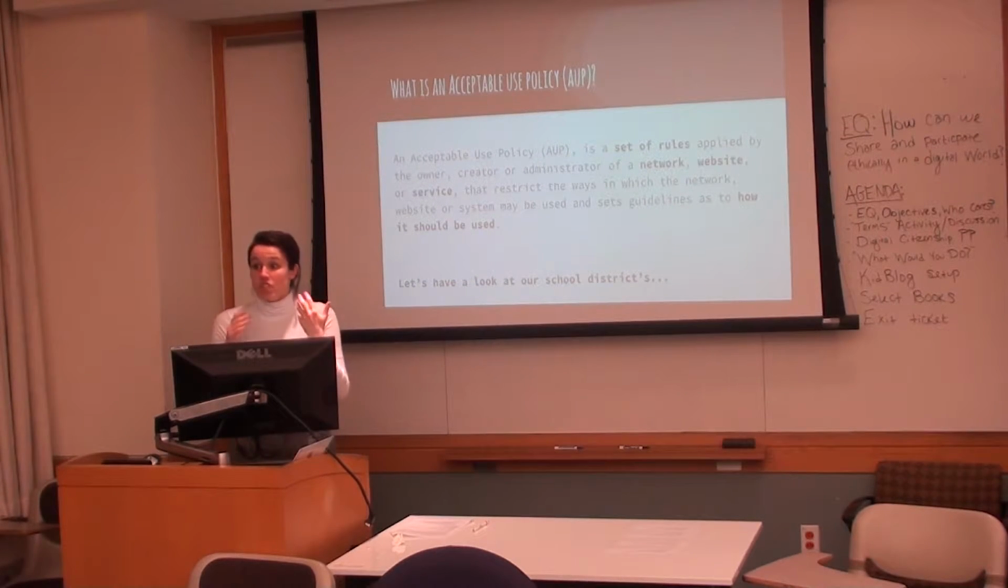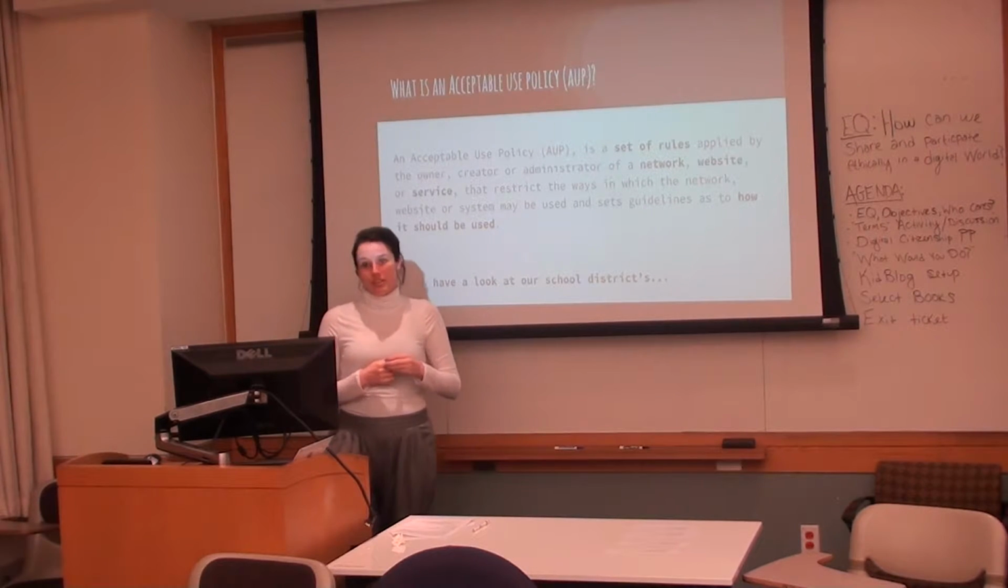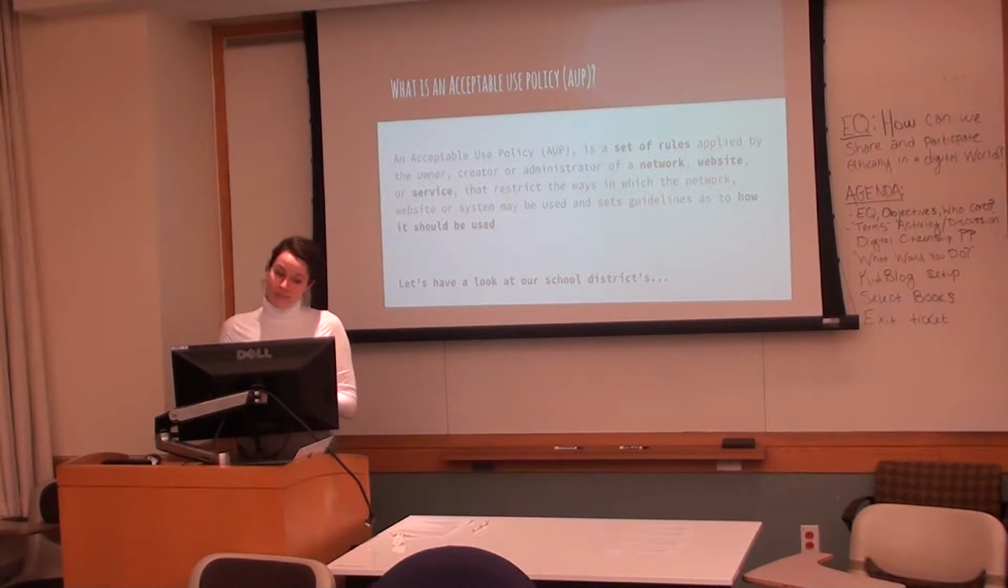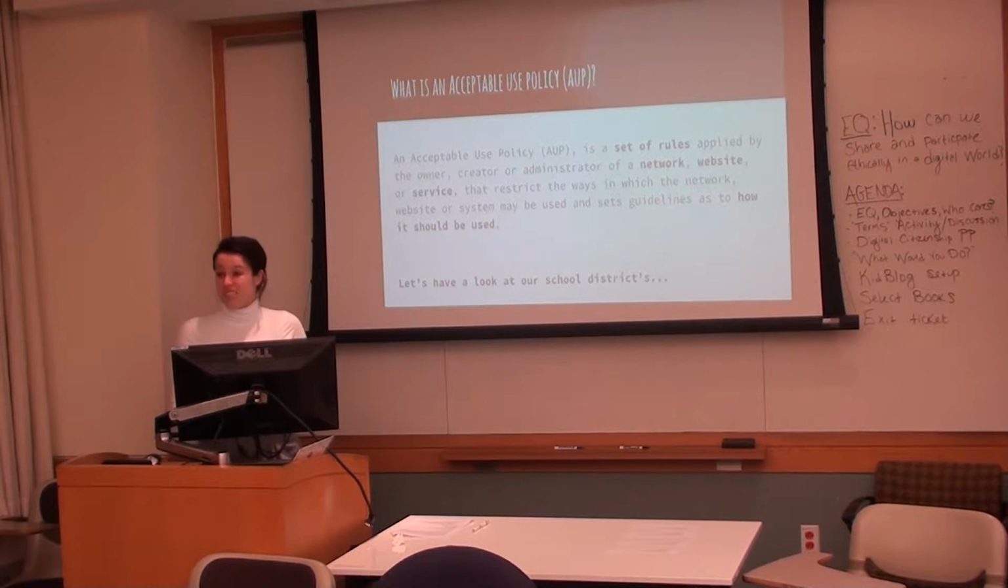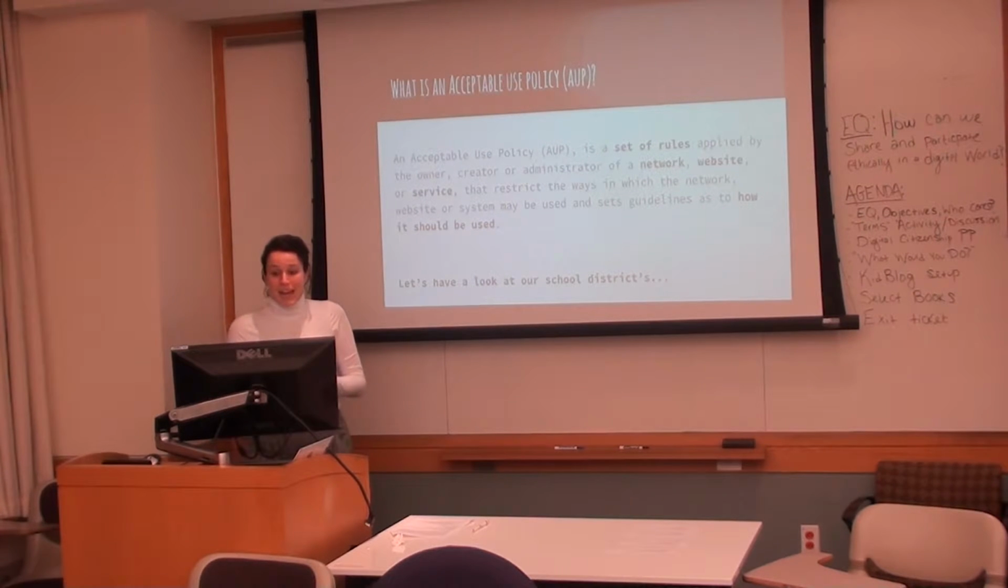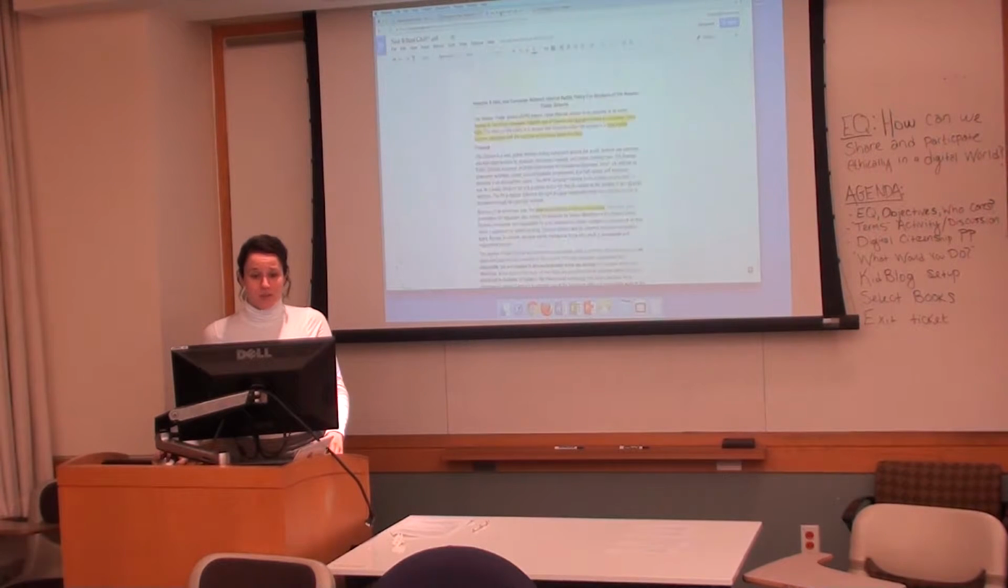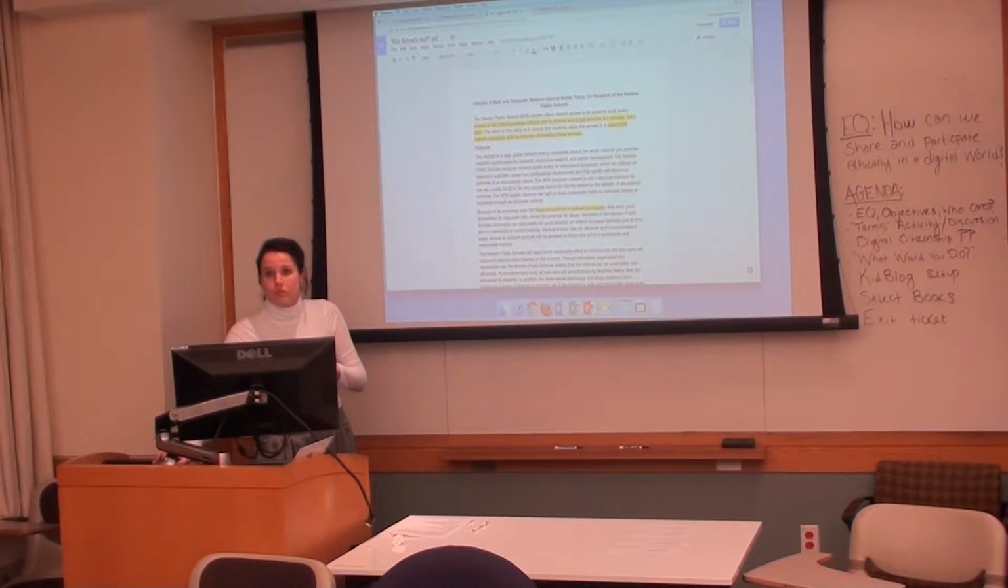Kind of. So just in case it doesn't, because I understand that not everyone has read this, but it's important, like I said, because it has to do with your behavior online. An acceptable use policy is a set of rules applied by the owner, creator, or administrator of a network, website, or service, so our school, our district really, that restricts the ways in which the network, website, or system may be used and sets guidelines as to how it should be used. So we're going to go quickly and have a look at our school district. I like to think about this as our own terms and conditions for our school. So it's just like the box you clicked when you signed your name on this.